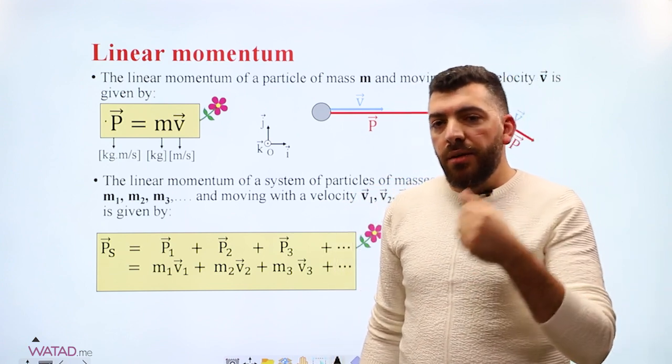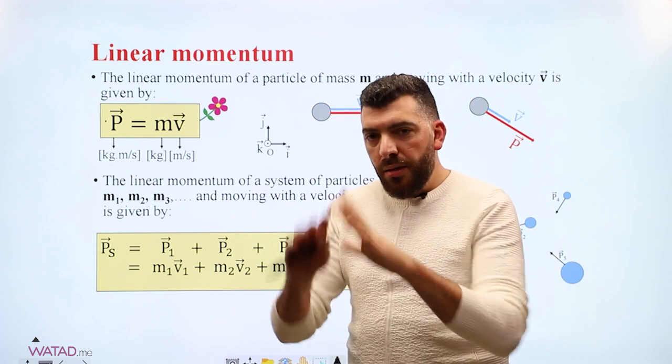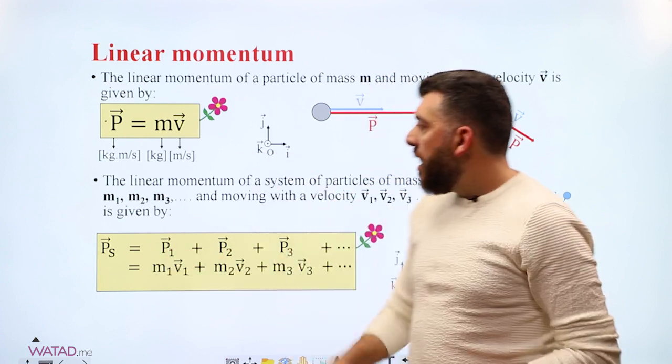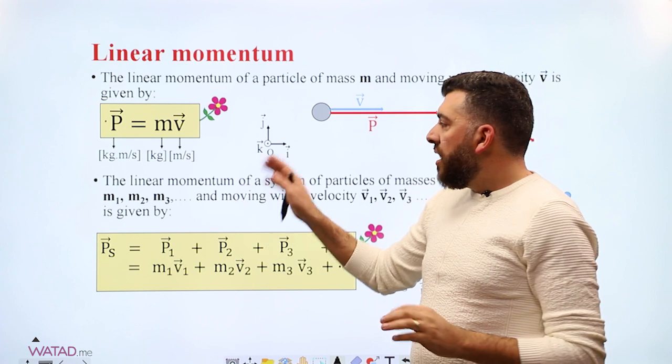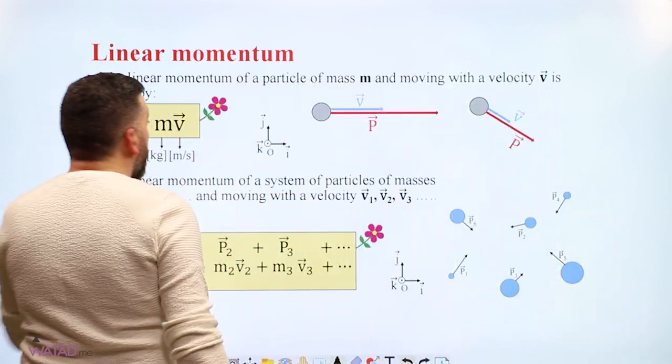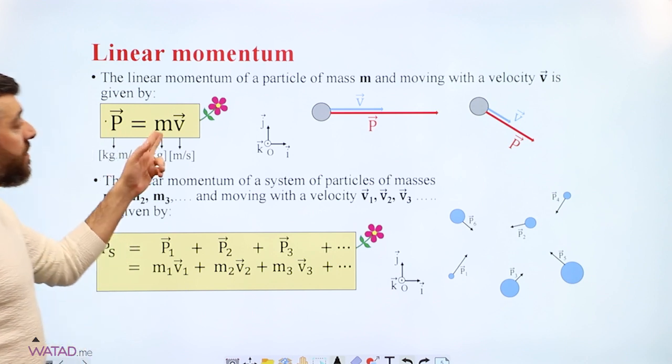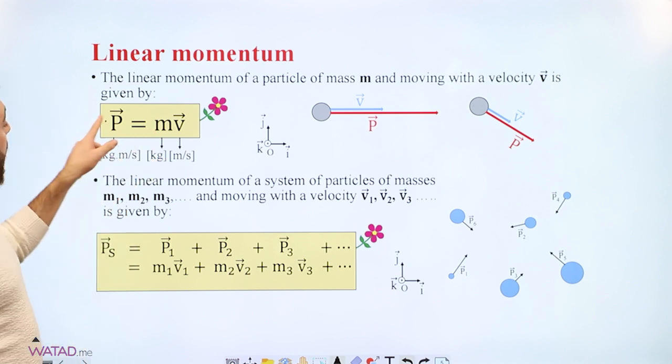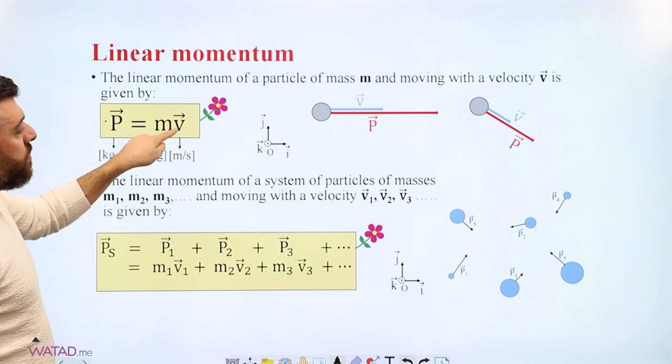So the force is kilogram meter per second squared. We take them off and put newton. So here the momentum will remain kilogram meter per second. Since P is a vector quantity and P is mass times velocity.